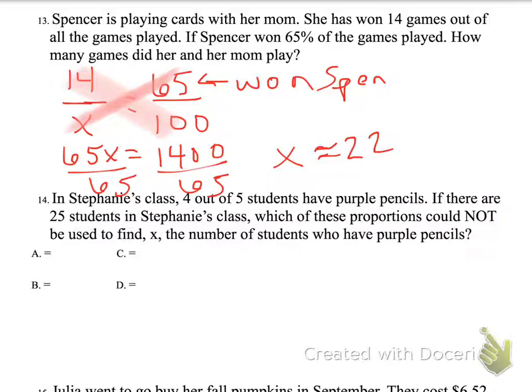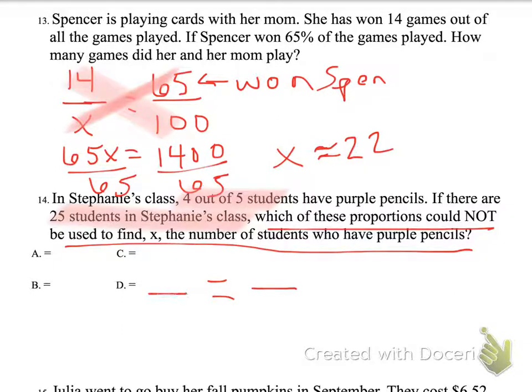In Stephanie's class, 4 out of 5 students have purple pencils. If there are 25 students in Stephanie's class, which of these proportions could not be used to find the number of students who have purple pencils? Alright, so again, my answers didn't show up on the screen, but I can set up a proportion that could work, and I can possibly show all the variations. So we have 4 out of 5, and so your 5 represents your total number of students. 25 also represents that, so you'll have x like this.